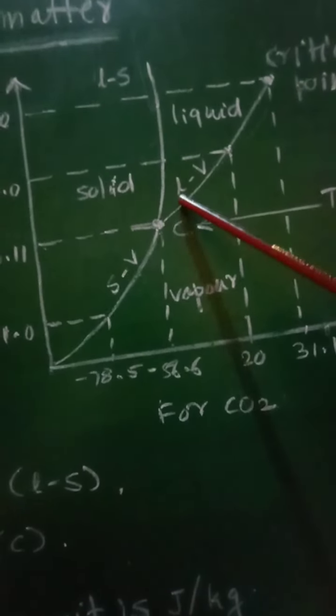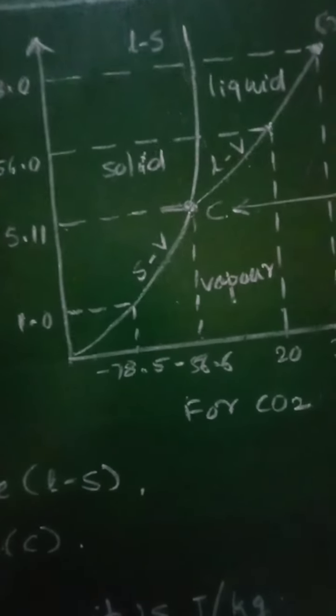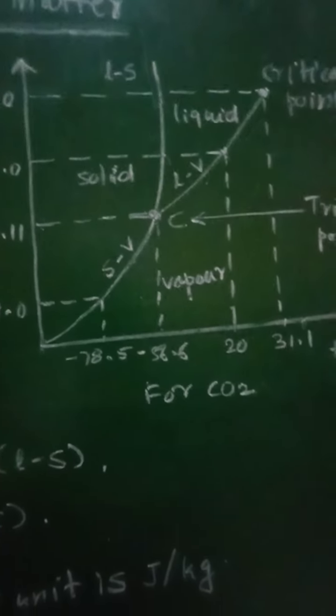For this region, carbon dioxide will be in the solid state. For this portion, it will be in the vapor state, and for this region, it will be in the liquid state. So these are the two phase diagrams for two different substances, water and dry ice, that is carbon dioxide.